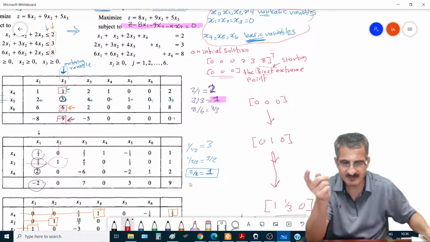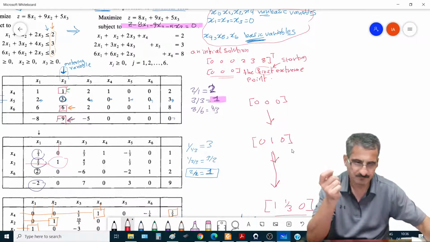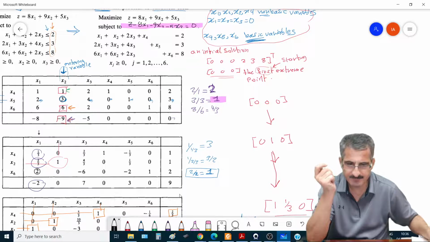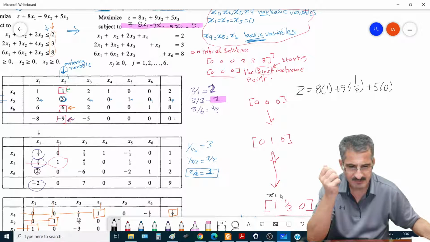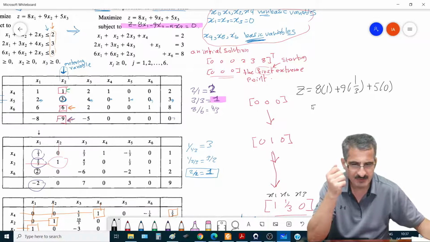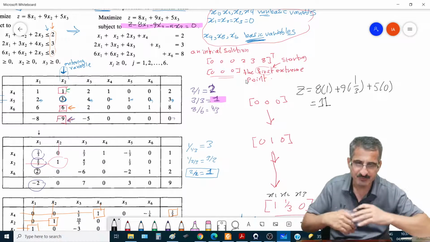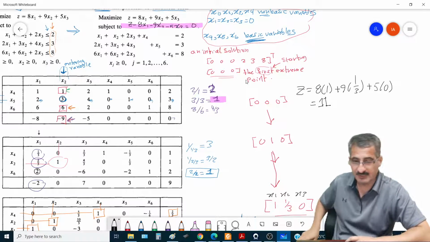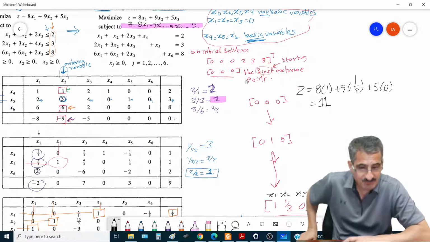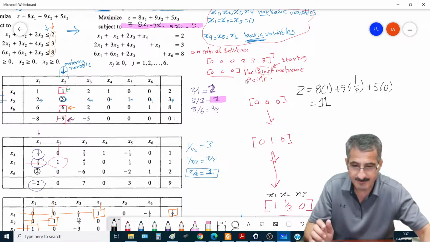Compute that. z is above there. What does z equal? z equals 8 times x1 plus 9 times x3 plus 5 times x2 and x3. This is x1, x2, x3, and then we get 11. Okay, good. So we moved from one extreme point to an adjacent one. Okay, and then we got the optimal solution. This is the simplex method, very easy.